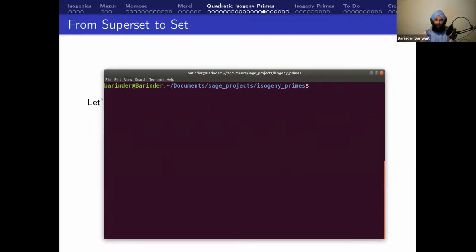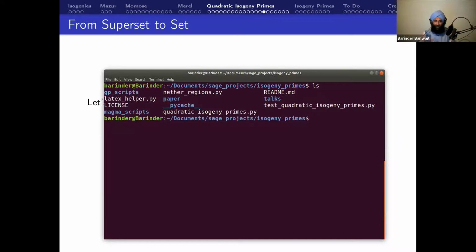If you were to go to my GitHub and git clone it, you'll basically get this. The main script is quadratic isogeny primes. It takes one positional argument, which is the D that defines the quadratic field. So that's going to be 5 here. And there are various optional parameters, such as the number of auxiliary primes the user can specify. I've just chosen 2 here. The default is 5.